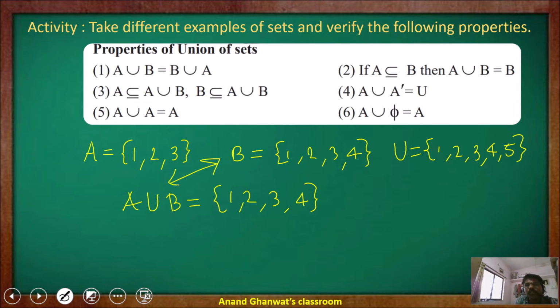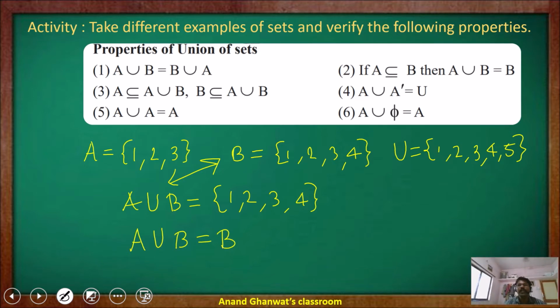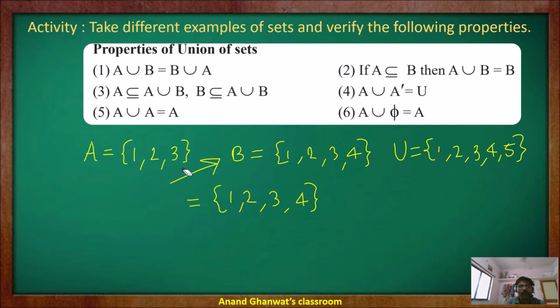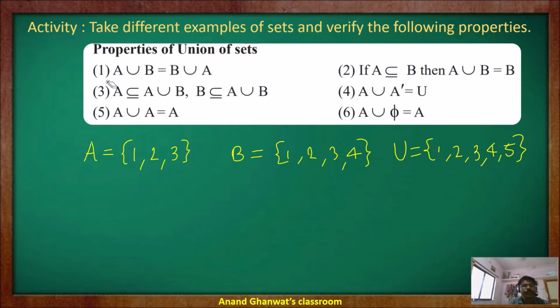Now observe these two sets. These are equal sets. Therefore, A union B is equal to B. Therefore, if A is a subset of B, then A union B is equal to B. Now let us check the third one. A is a subset of A union B. Let us check it.